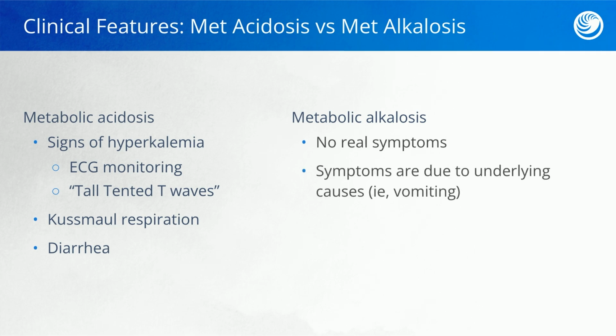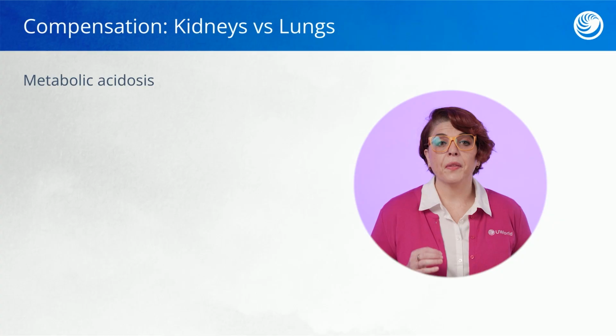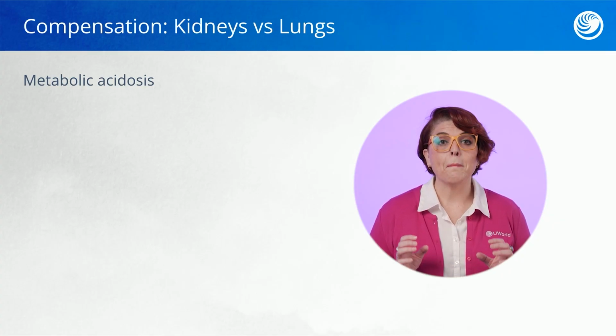But remember, the symptoms are always related to underlying causes, so maybe your patient has been vomiting, and my memory trick for that is metabolic alkalosis. Think of vomiting for this one. Let's talk about the compensation between the kidneys and the lungs, because these are our two main players when it comes to acid-base balance.